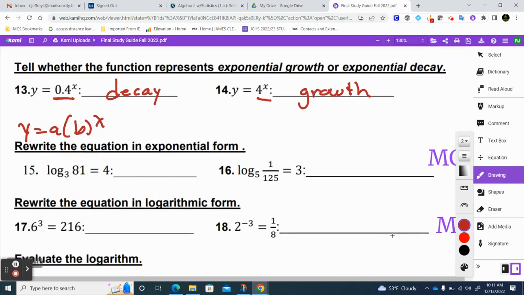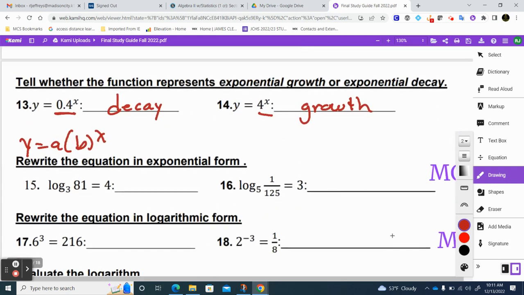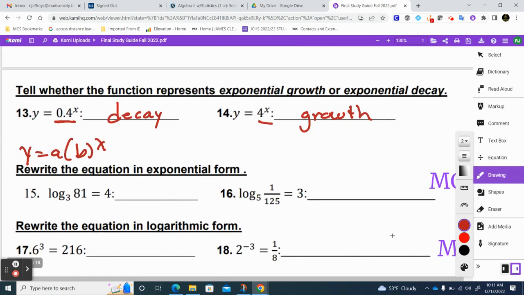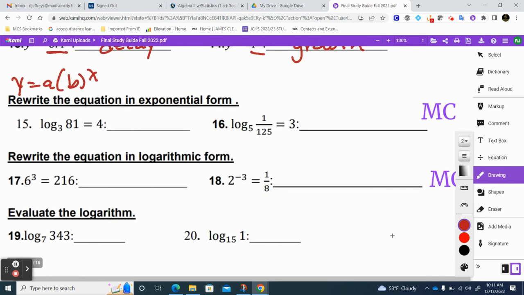All right. These 2 problems, well, this one right here about exponential growth or decay, that's kind of a multiple choice, but not really. It's just a this or this one. Okay. All right. These 2 are multiple choice.